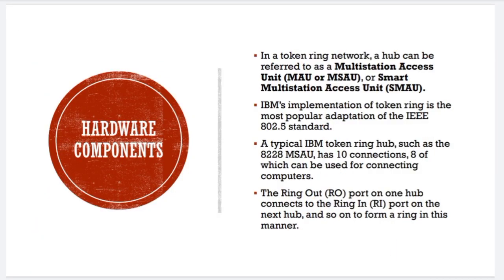In a token ring network, a hub can be referred to as a Multi-Station Access Unit, or MAU or MSAU, or Smart Multi-Station Access Unit, or SMAU. IBM's implementation of token ring is the most popular adaptation of the IEEE 802.5 standard. A typical IBM token ring hub, such as the 8228 MAU, has 10 connections, 8 of which can be used for connecting computers. The ring out, or RO, port on one hub connects to the ring in, or RI, port on the next hub, and so on to form a ring in this manner.